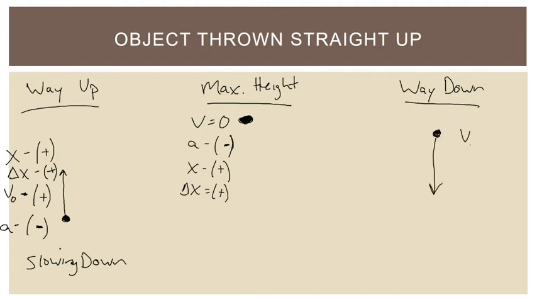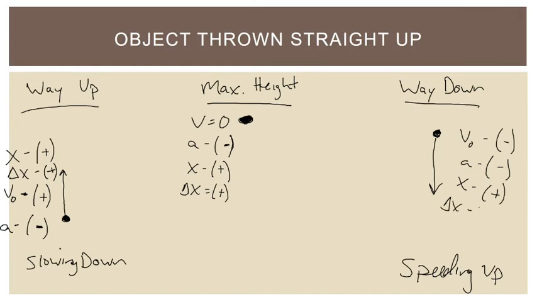Now, since it's heading down, the velocity is negative. The acceleration is negative. That tells you this thing is speeding up. And the position is still positive, but the displacement is actually decreasing. It's still positive overall, but the displacement is actually decreasing as it goes back down because it's getting closer to its starting point.